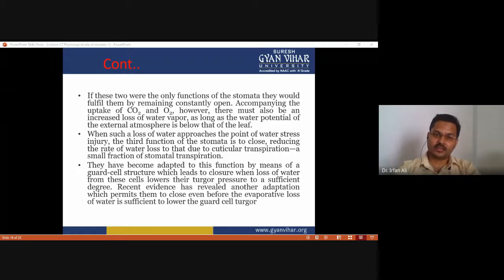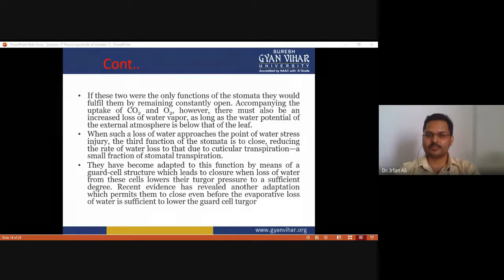So the third function of the stomata is to close, so that the rate of water loss is reduced, due to cuticular transpiration. Only a small fraction of stomatal transpiration takes place. So this is the third function.